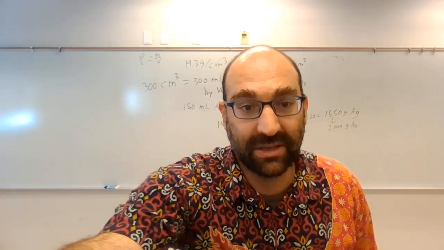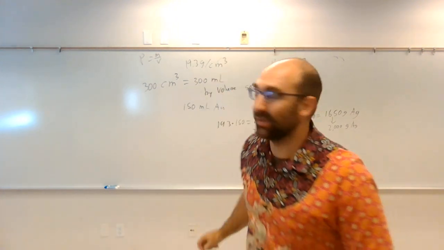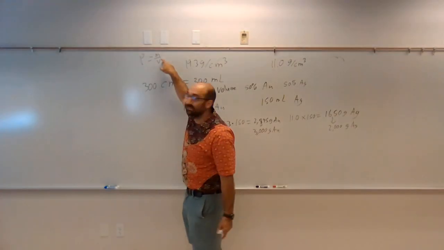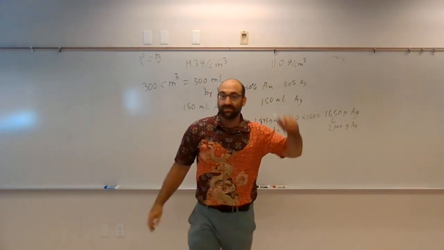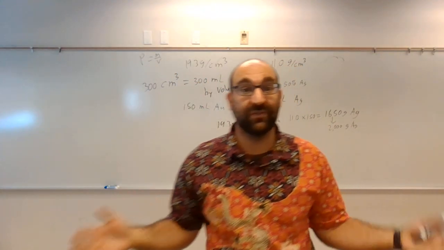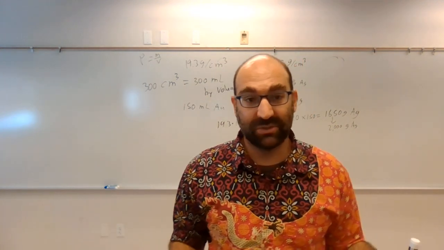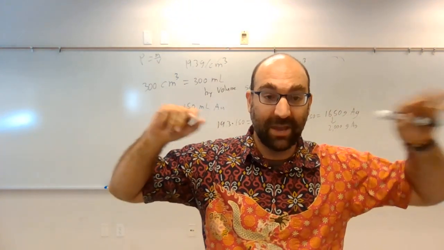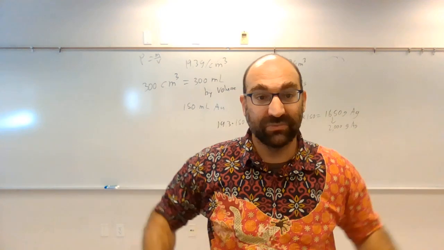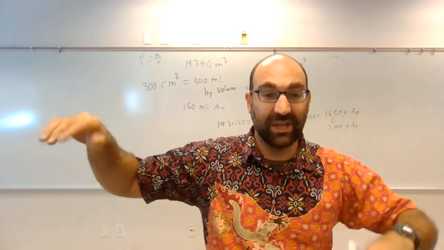The key here with density is just to remember you're going to find two things. Use them to find the third one. Sometimes it's going to be mass and volume. Use those to find density, divide them by each other. Sometimes it's going to be density and mass. Use that to find the volume. If it's density and volume, use that to find the mass.